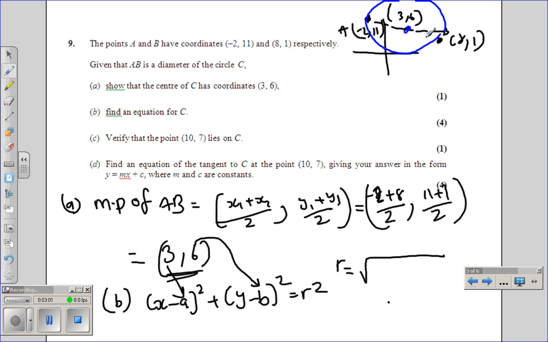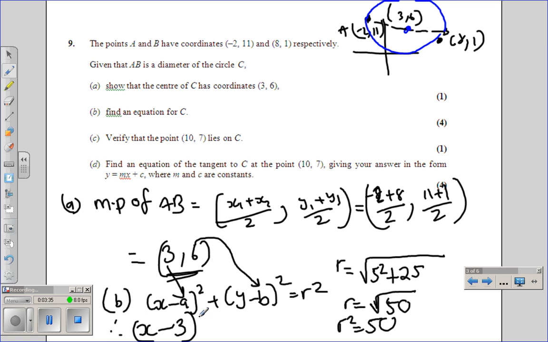It's the difference between the x's squared. So 8 minus 3 is 5. So that's 5 squared plus the difference between the y coordinates, 6 minus 1 or 1 minus 6. That's 5 squared, which is 25. So r is the square root of 25 plus 25, which is 50. So root 50. Because we need r squared, then r squared is just going to be 50. So the final equation of the circle: (x minus 3) squared plus (y minus 6) squared equals 50.